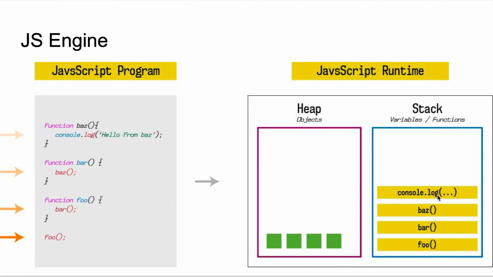So once log is done, it goes out of the stack. Then it goes out of baz. In baz, nothing else to do. Then it goes to bar, then foo, then the whole stack goes empty. It operates in this way. Okay. So if any objects get created, they will get stored here.